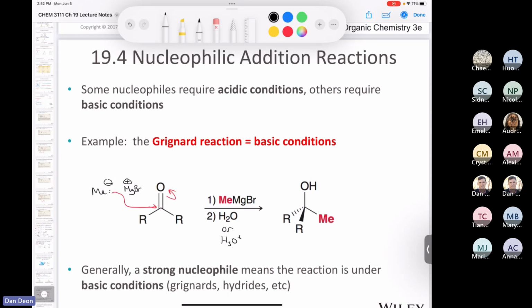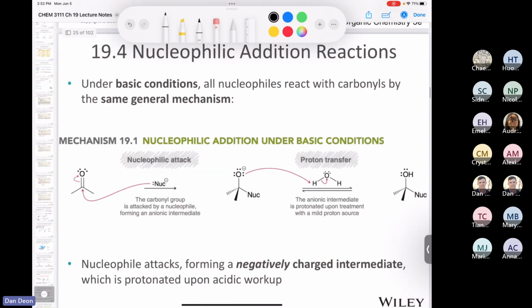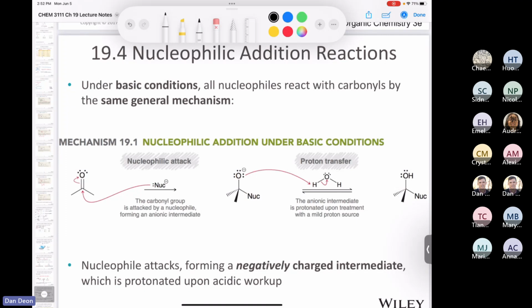So if you use a strong nucleophile, like a Grignard, that means the reaction is probably going to be under basic conditions, right? So that would be a hydride or a Grignard or something of that ilk. So under basic conditions, all nucleophiles react with carbonyls by the same old mechanism over and over and over. And so anytime I draw a mechanism in this chapter, you can assume that you need to know it unless I tell you no.